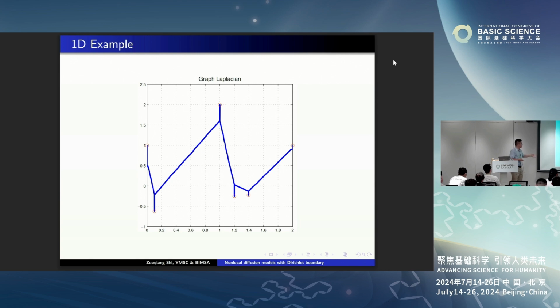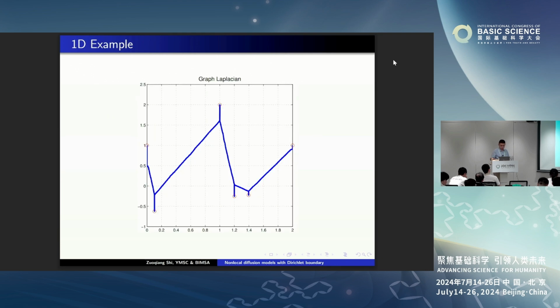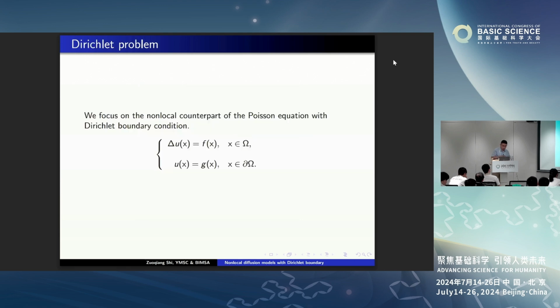This is a toy example in the one-dimensional case, a very simple example, in the interval 0 to 2, with 6 labeled points. And we can see that on these labeled points, in some sense, this is a boundary condition. But on the boundary, the solution we get from the graph Laplacian has jumps, which means that this boundary condition is not correctly imposed. So this is some kind of motivation, the other motivation of the non-local models. So now let's go to the mathematical problems.